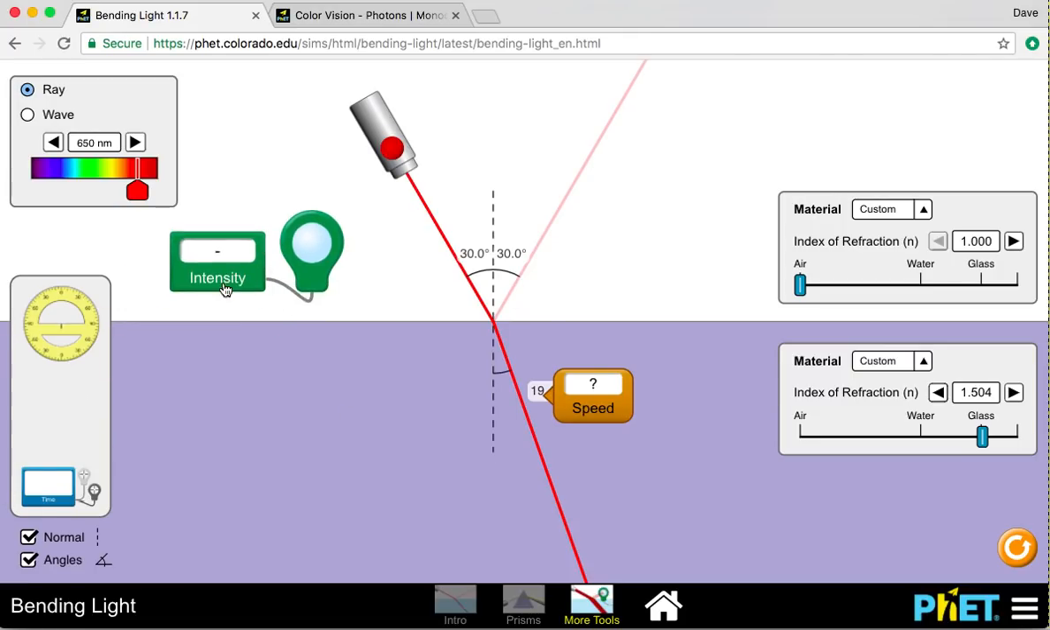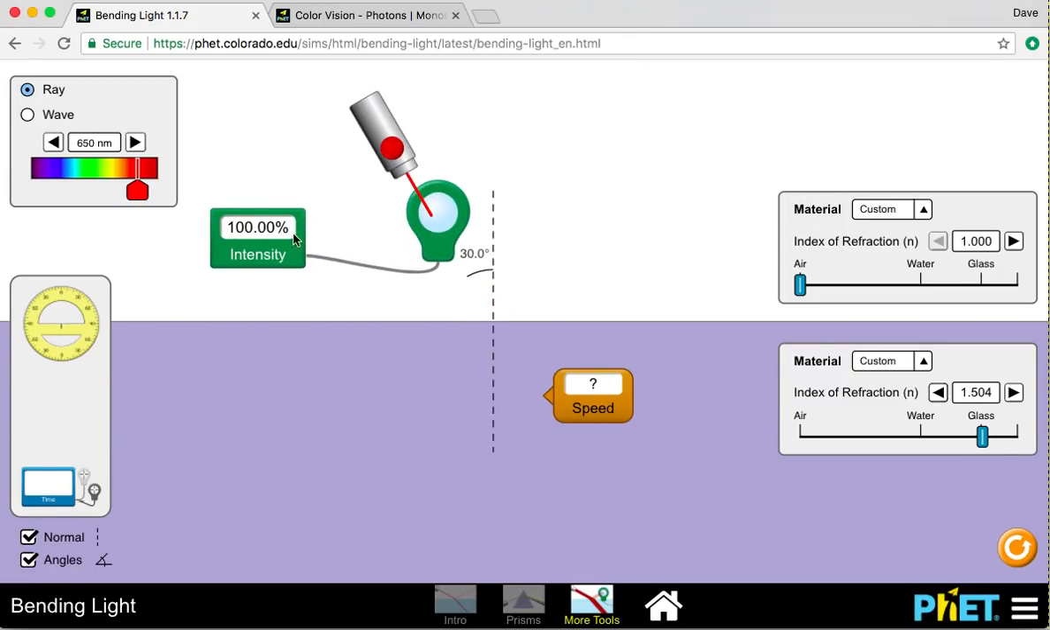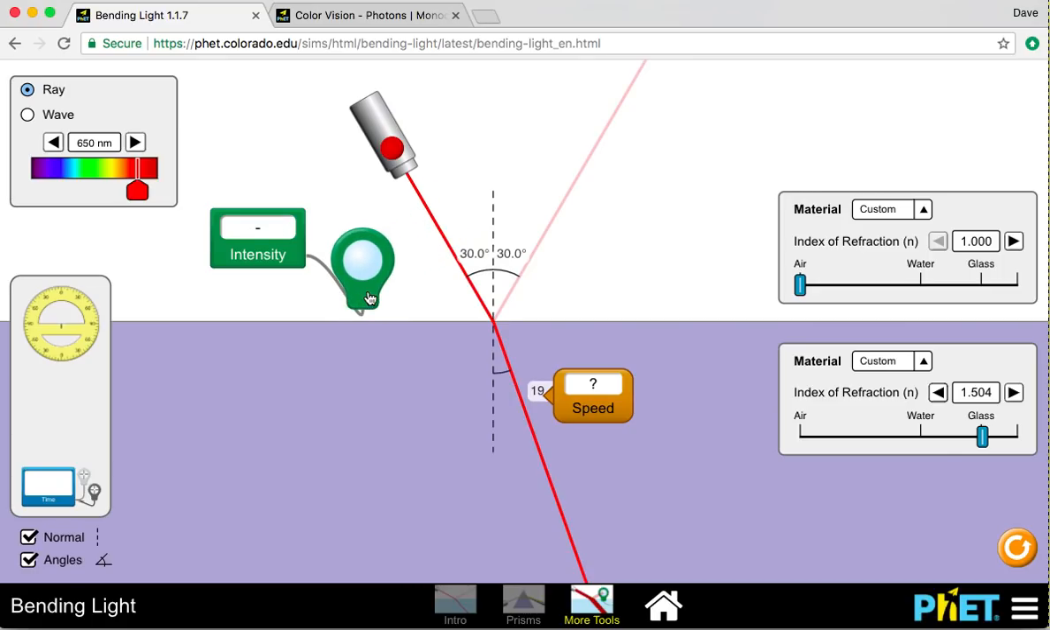Alright, so we should see that 100% of the light is going to be there before any interaction occurs at all. Now down here we see that about 94% of the light is being transmitted or refracted, which means only about 5.84% of the light is being reflected.